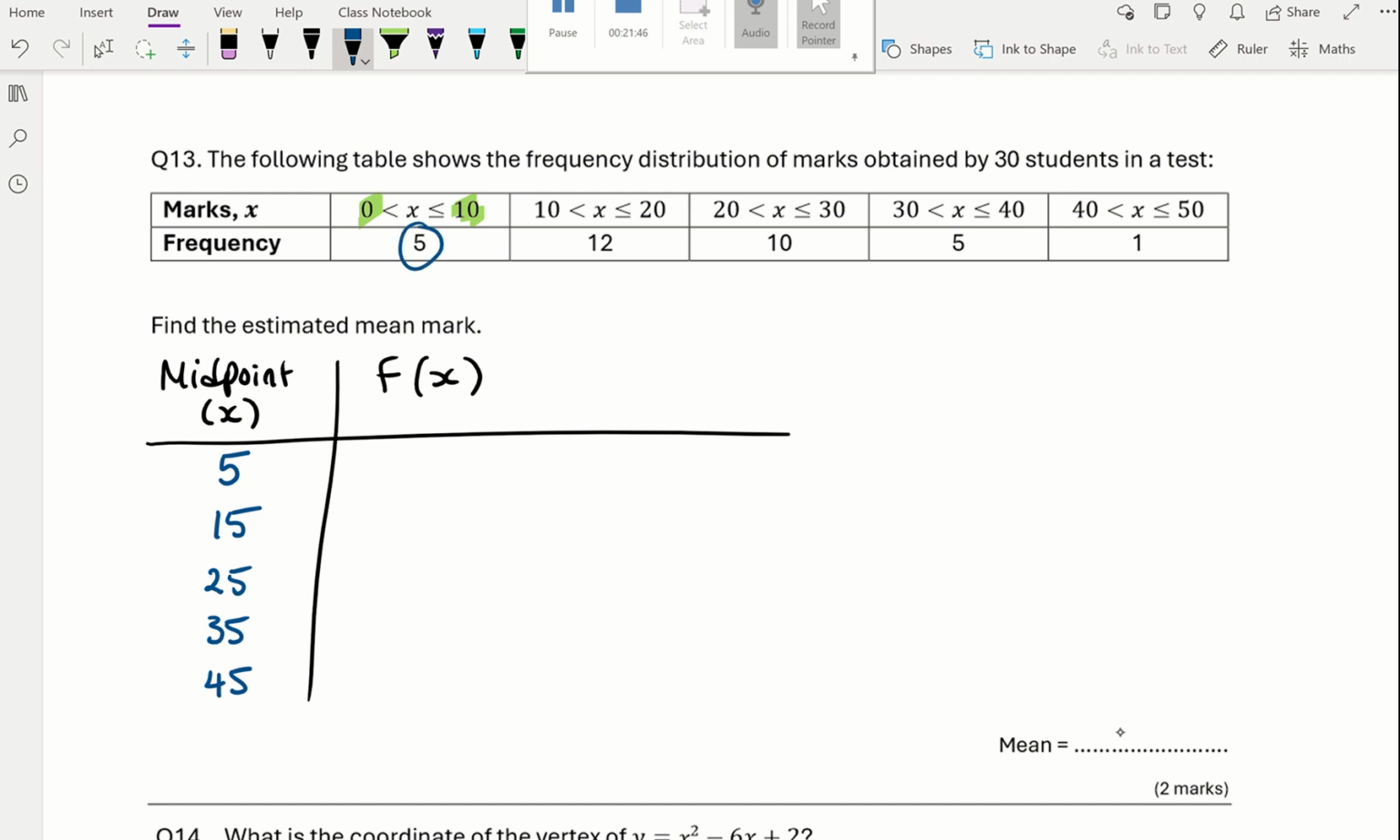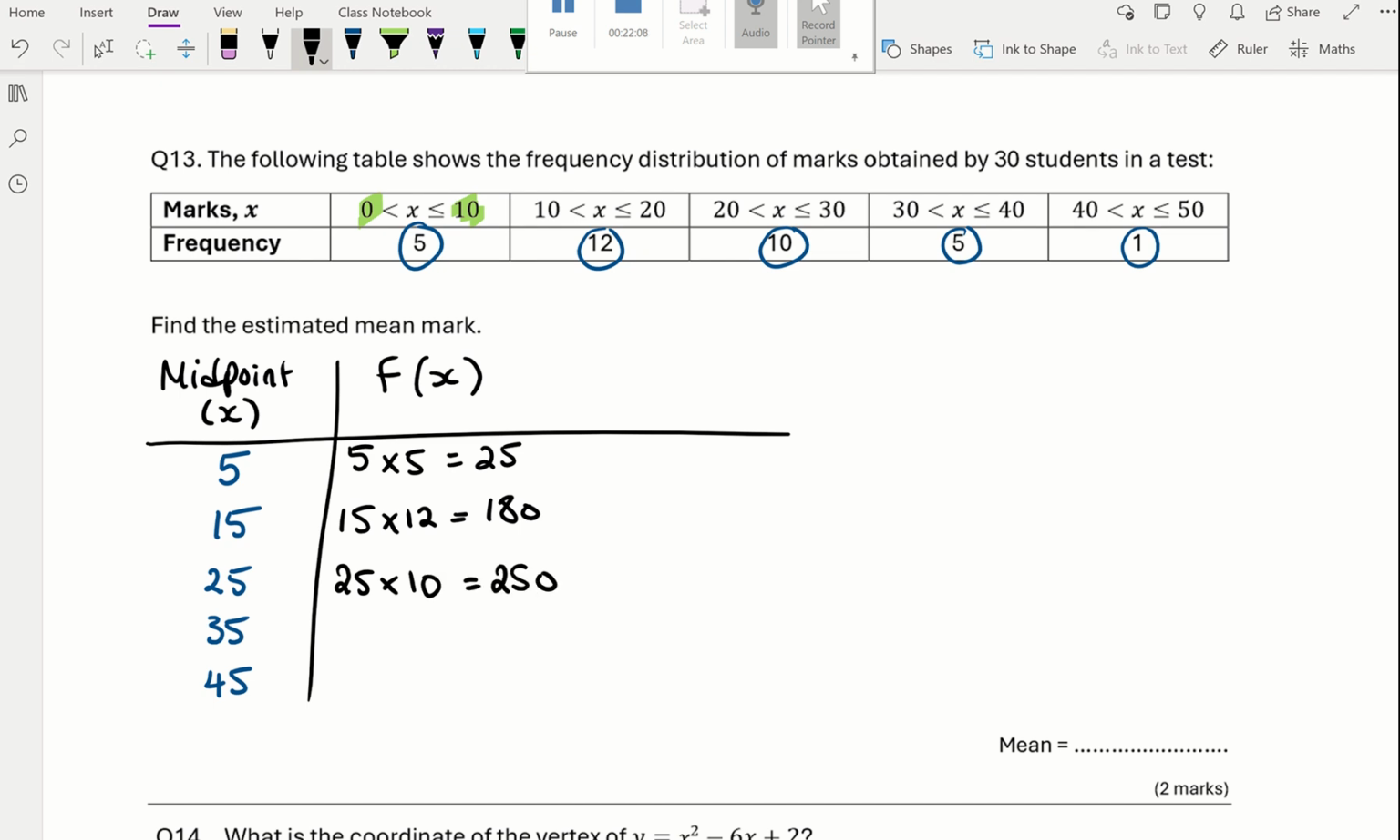And then you have your frequencies. You need to multiply each one by the frequency. So this is 5 times 5, which is 25. This is 15 times 12, which is 180. This is 25 times 10, which is 250. This is 35 times 5, which is 175. And this is 45 times 1, which is 45.